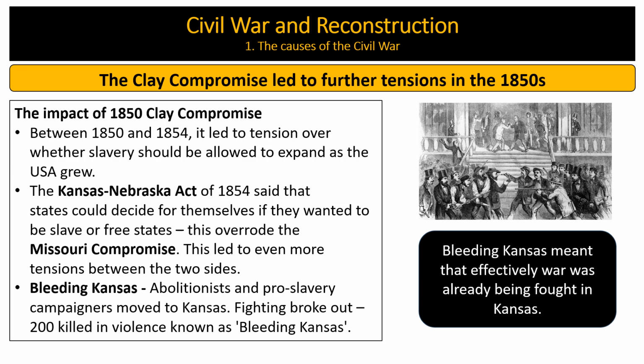It also led to something called Bleeding Kansas. This was an abolitionist and pro-slavery campaign that moved to Kansas before Kansas was voting on whether to be a free or a slave state. Fighting broke out and 200 were killed in violence that was known as Bleeding Kansas. So effectively a civil war was already being fought in Kansas in the 1850s.